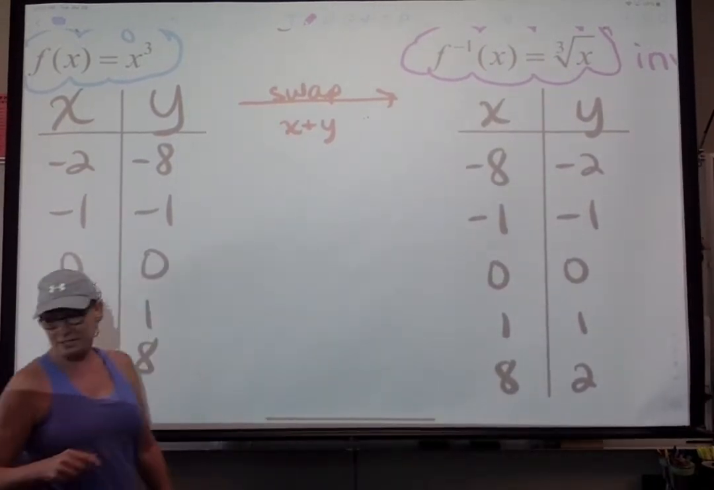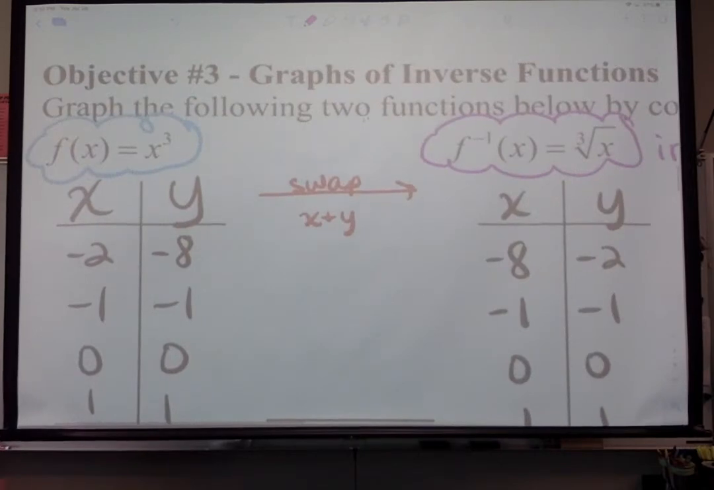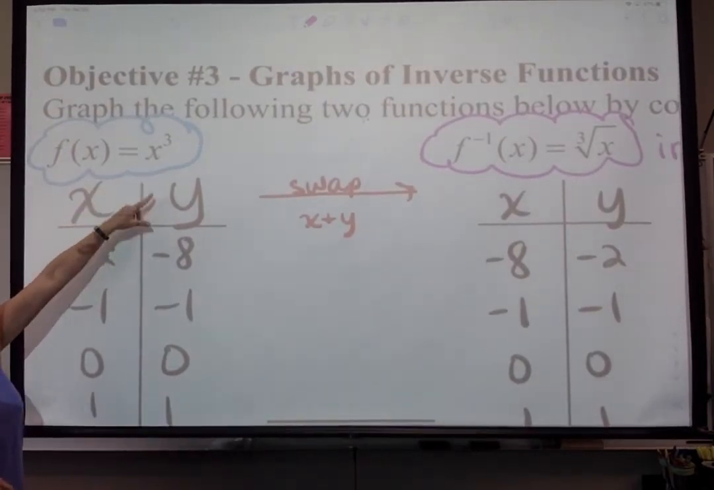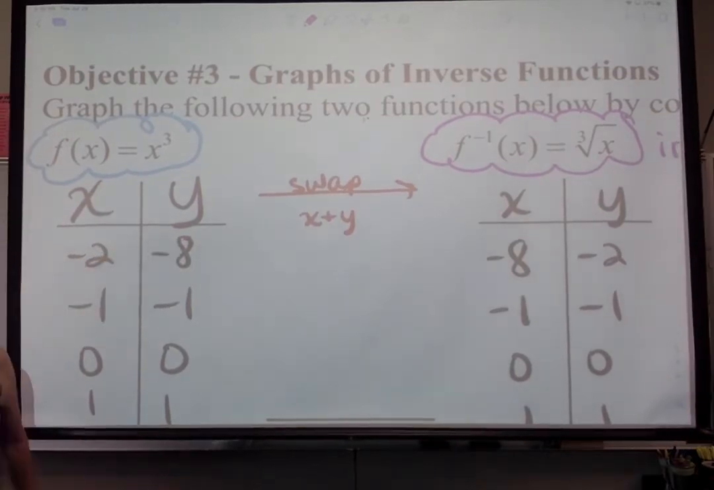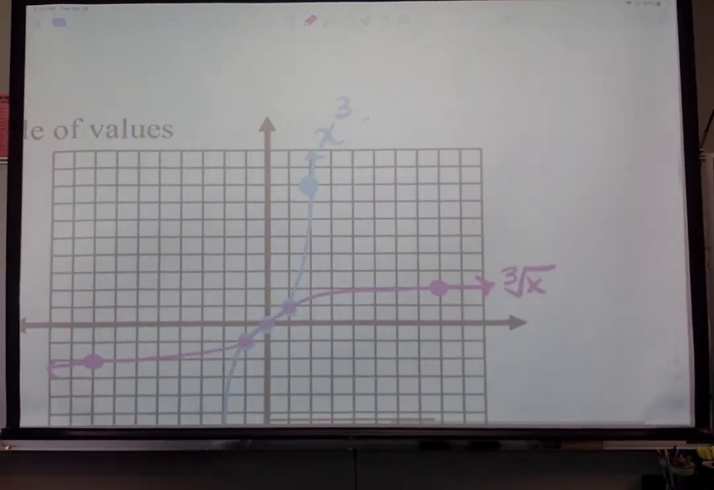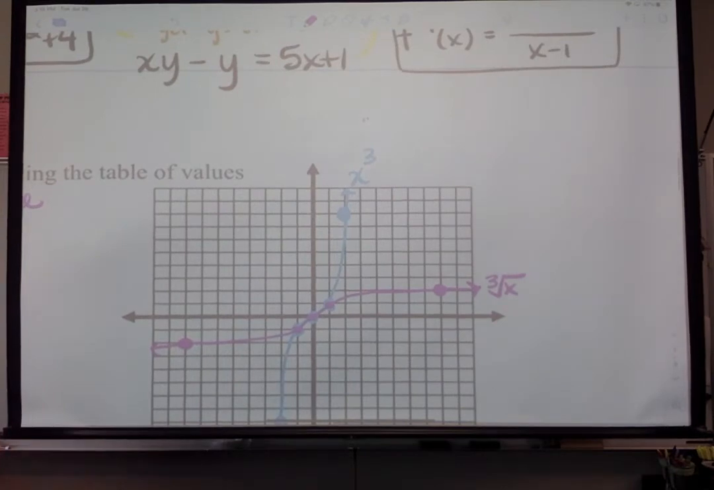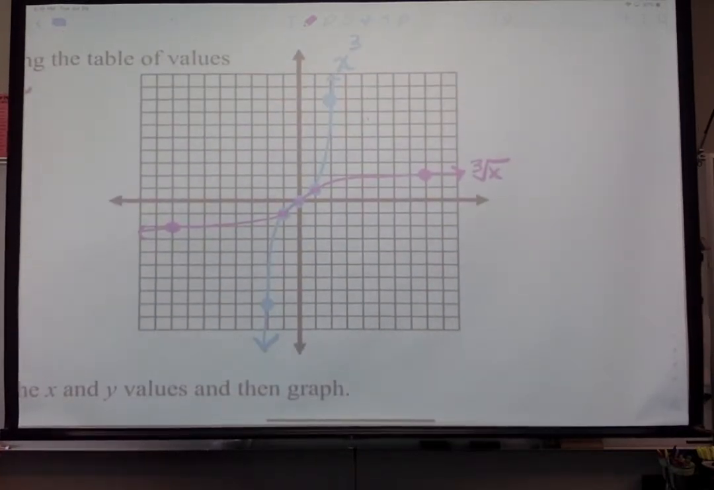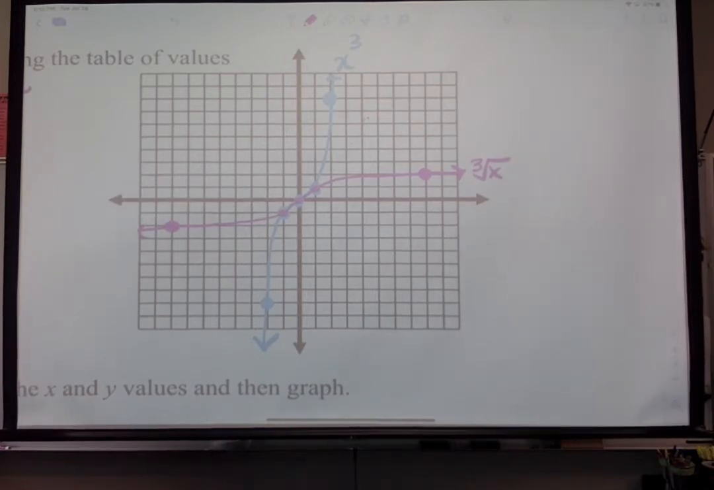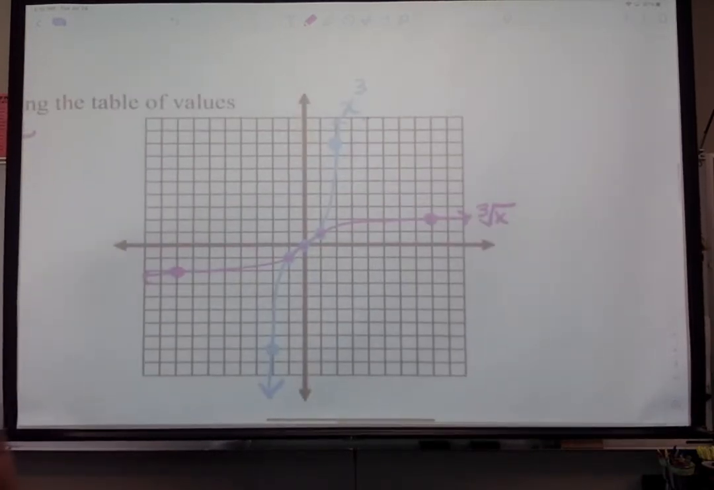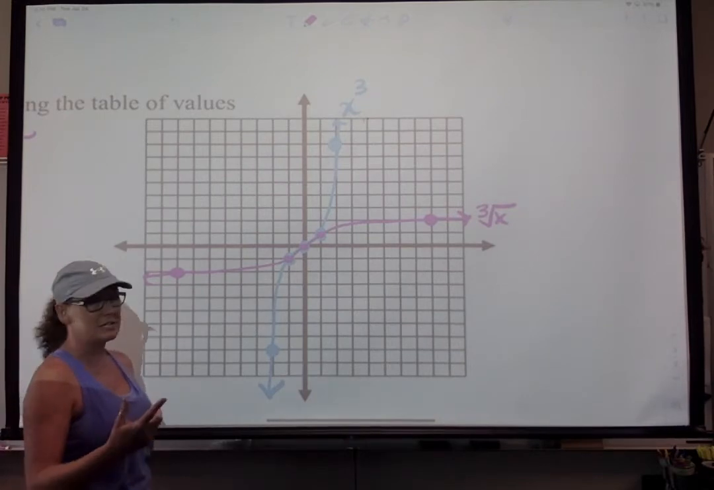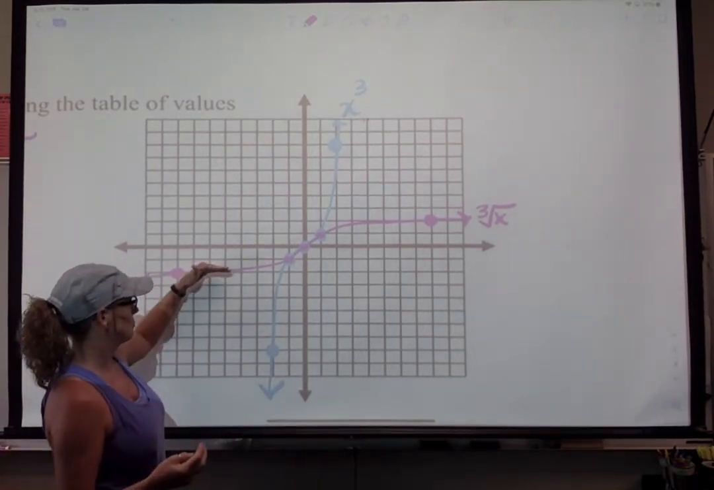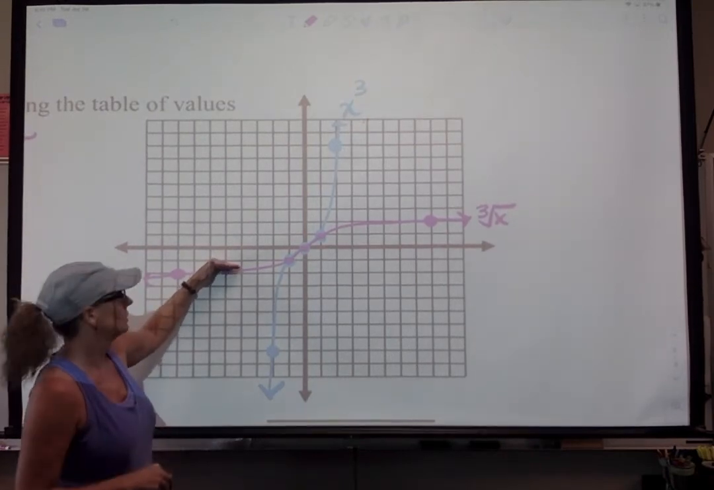And then what I'm going to do is graph both functions. I'm going to graph the original one in this turquoise, and I'm going to graph the inverse in pink. Plotting the points. You can pause the video and do that. Just plot the points. Okay? Something that I want you to notice is these are two of your parent functions. This is your parent cubic. This is your parent cube root.